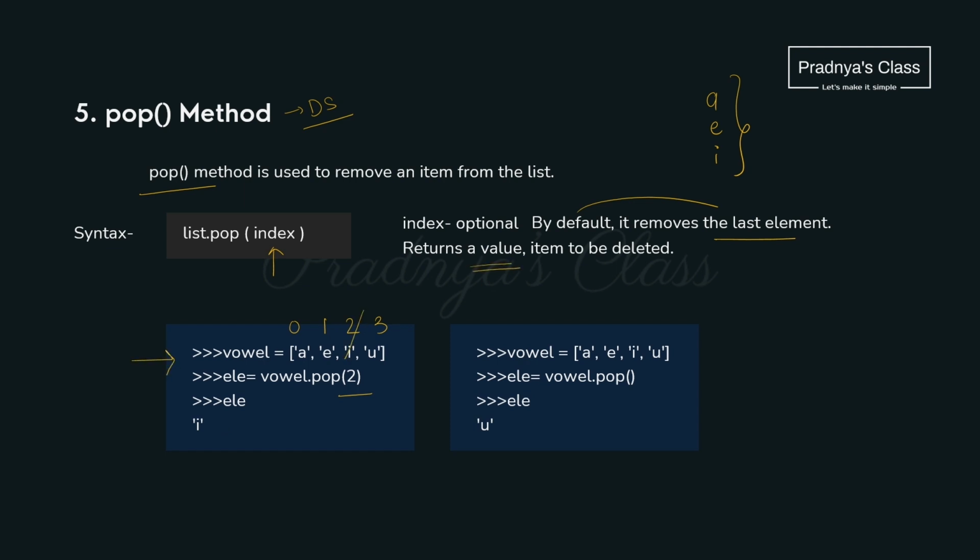The pop method returns the value. If you print it, you will get the deleted item, because in future if you need that deleted item, you can store it in a variable. By default, it will delete the last item.